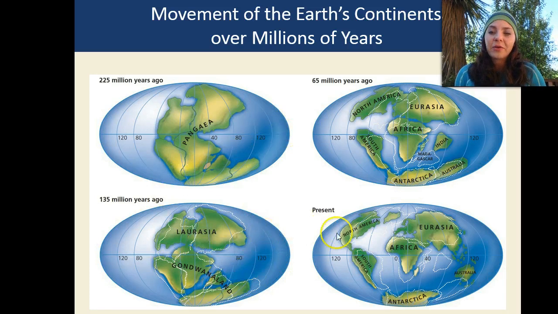65 million years ago, we had a big spreading of all of those continents. And then today, we have all of our different continents. We have North and South America, we have Eurasia, Africa, Antarctica, as well as Australia.